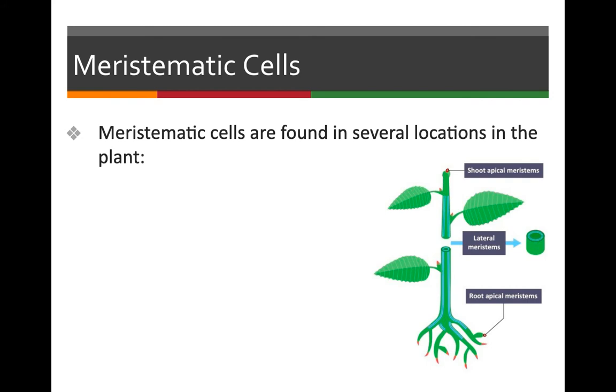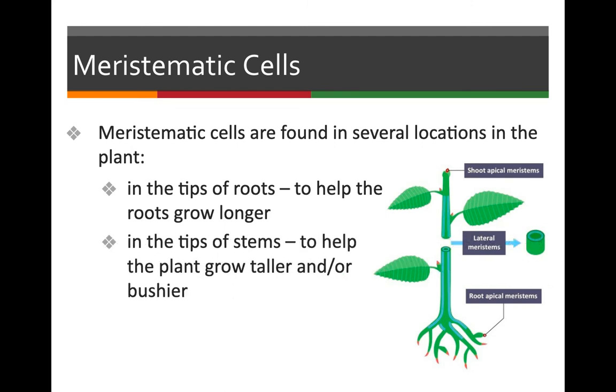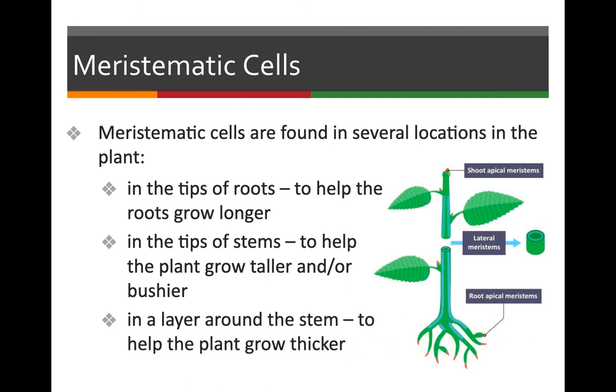So the locations where these cells are found in the plant are called meristems. They're found in three main locations. So they're found in the tips of roots. So these are the root apical meristems, and they help the roots grow longer. They're found in the tips of stems to help the plant grow taller or bushier, and these are called the shoot apical meristems. And then finally, you have a layer around the stem, which is helping the plant grow thicker, and these are called the lateral meristems.